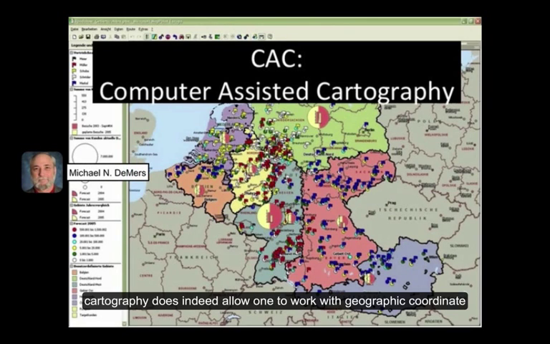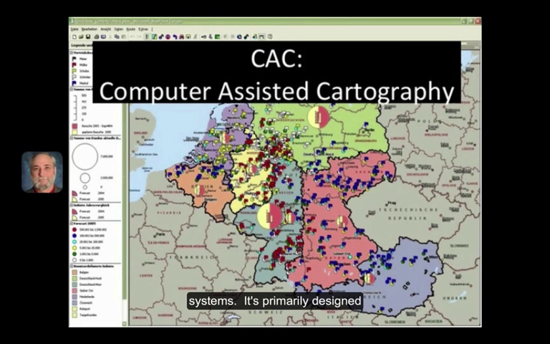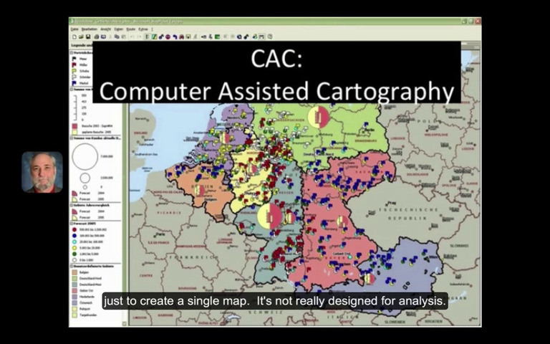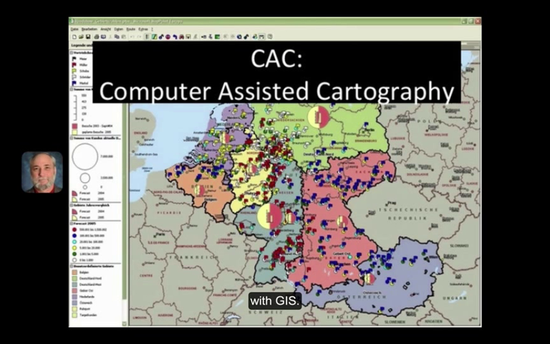Computer-assisted cartography does indeed allow one to work with geographic coordinate systems. It's primarily designed just to create a single map. It's not really designed for analysis. And so the computer-assisted cartographic system essentially is a linear system. You input data, you store it inside the computer, you then edit it and output a single map. As you will see in the next slide, this is not the case with GIS.